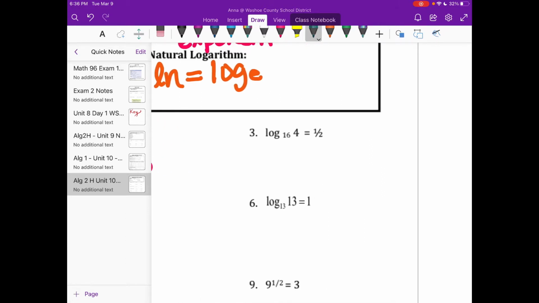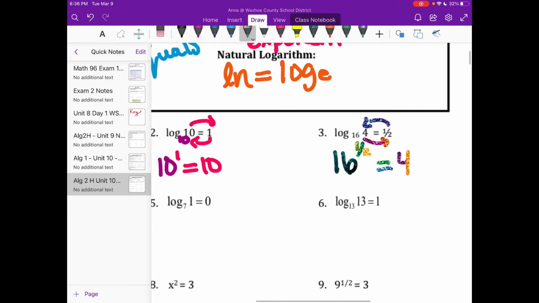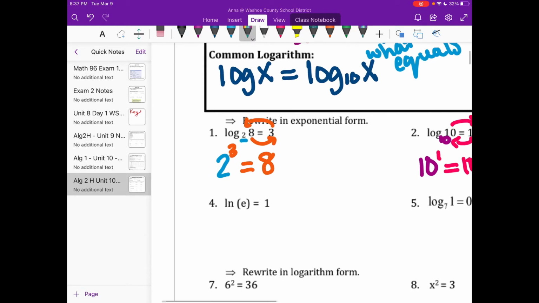Number 3. Log base 16 of 4 equals 1/2. So base stays base. The 16 is the base. The other two guys switch places. We're going to use a rainbow pen because this one's kind of crazy. The exponent is now 1/2, and the product is 4. What it equals is 4. And 16 to the 1/2, remember that's a square root. So that is absolutely correct.